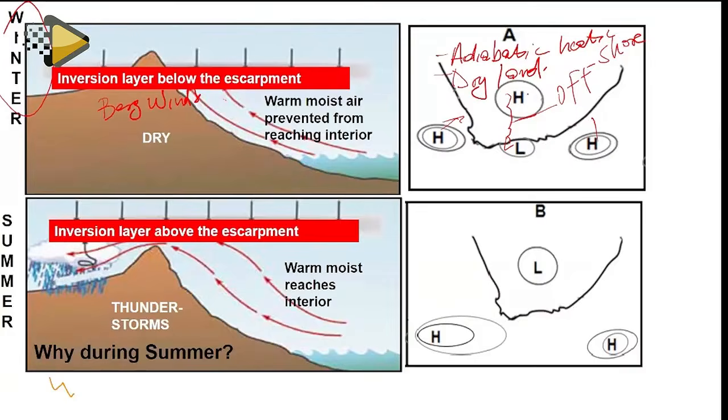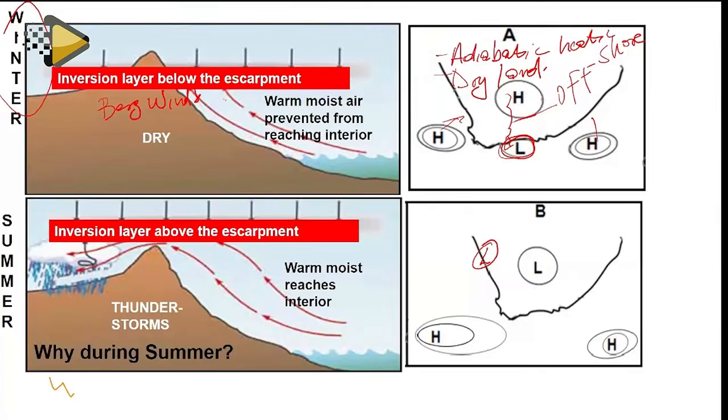And now when you're looking at the cross section, it is the same diagram. When looking at the cross section there, we see now the inversion layer is below the escarpment. And now we also have the coastal low. The coastal low is further east. Remember, coastal lows develop on the west side during summer, and they travel along the coast to the east during winter.